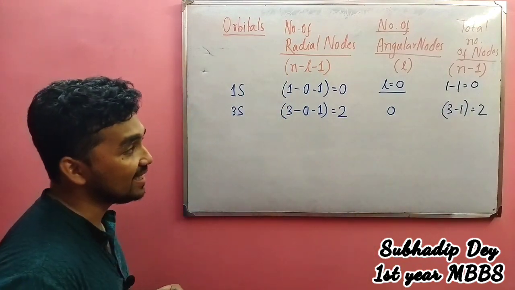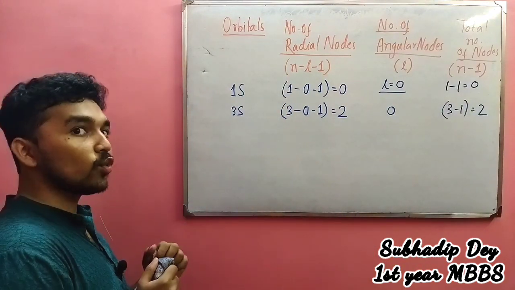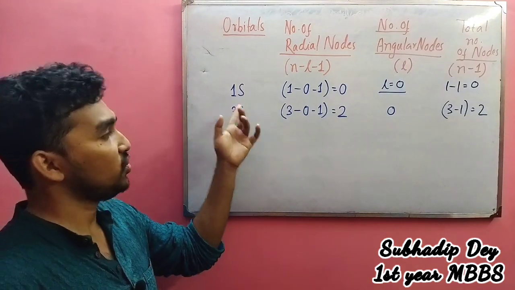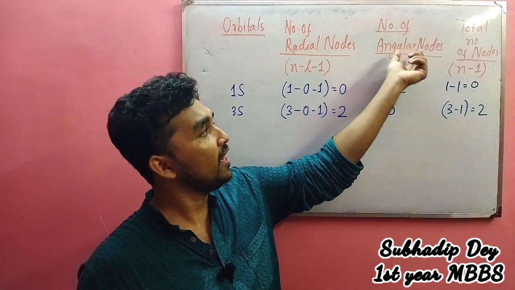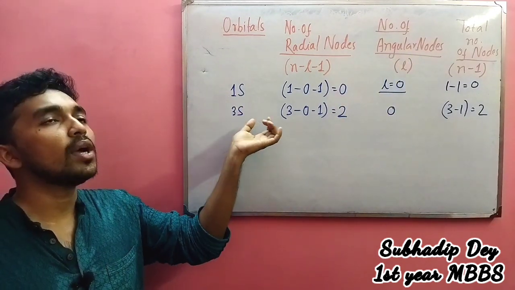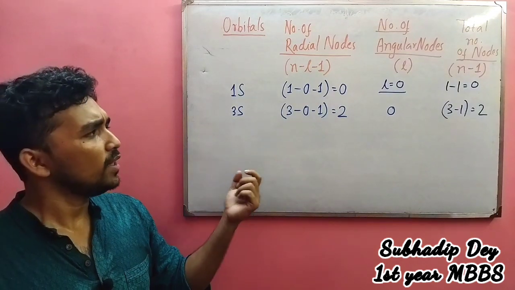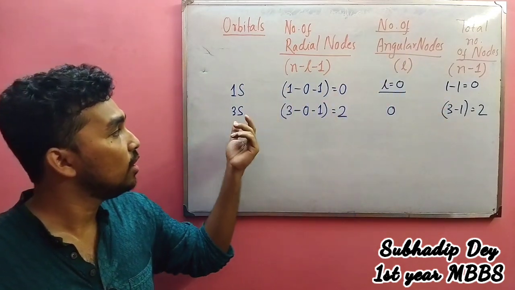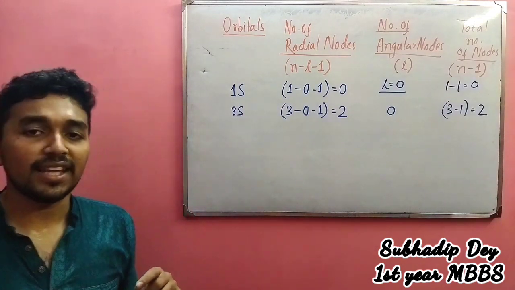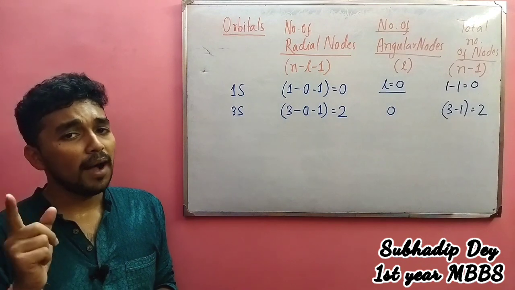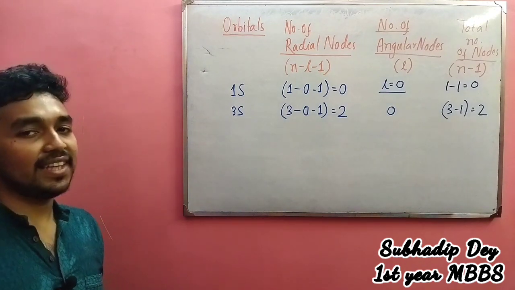So from here, one conclusion we can draw is that an S subshell has no angular nodes. That may be 1s, 2s, 3s, 4s, anything. Angular nodes are never possible for an S subshell. Okay, so please keep this concept in your mind. Now we will look at the P subshell.